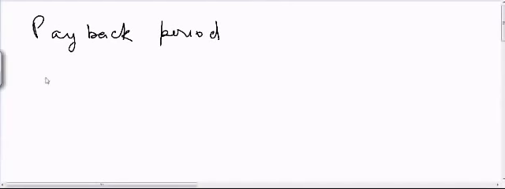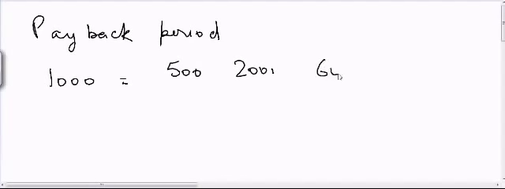So suppose you have an investment of $1,000 and you have cash flows of $500, $200, and then in the end again $600. So how will you calculate the payback period? The payback period is the number of years it will take to get your initial investment of $1,000 back. So this is the first year, second year, and this is the third year.